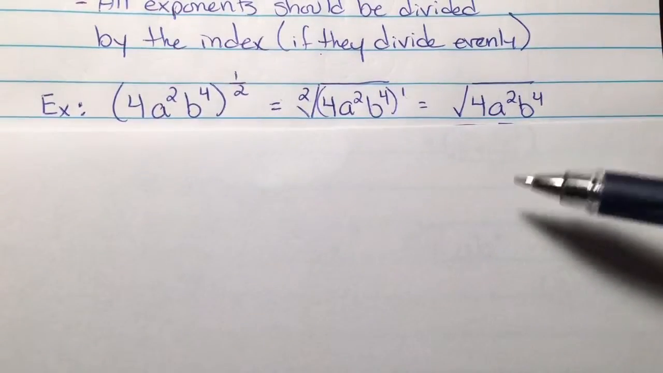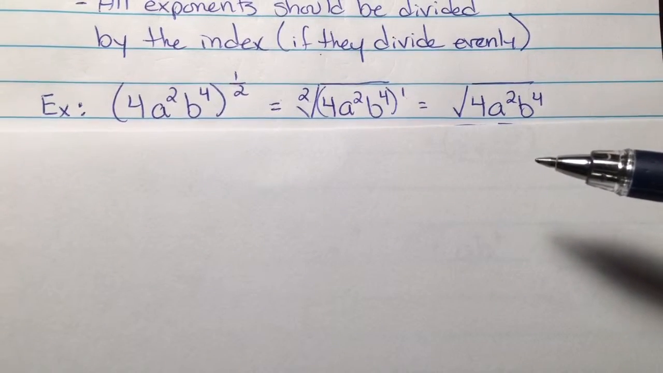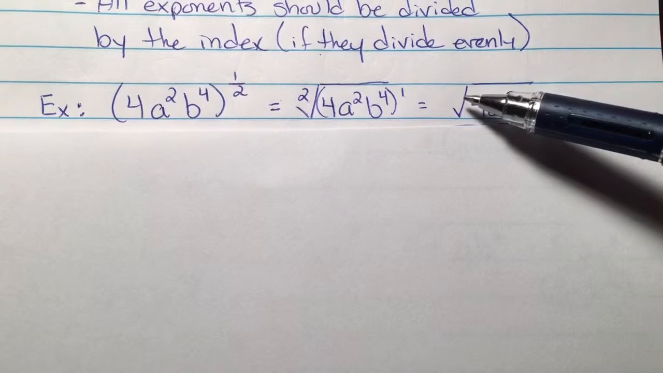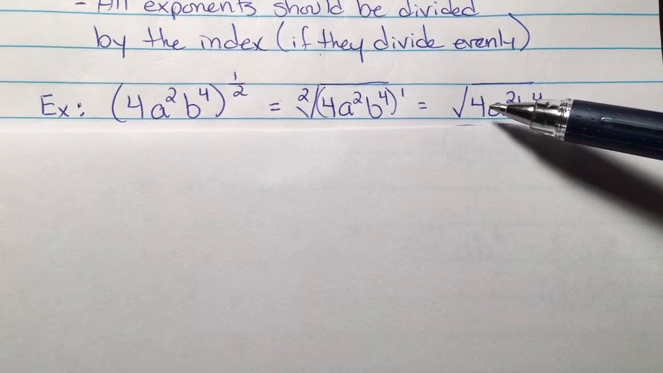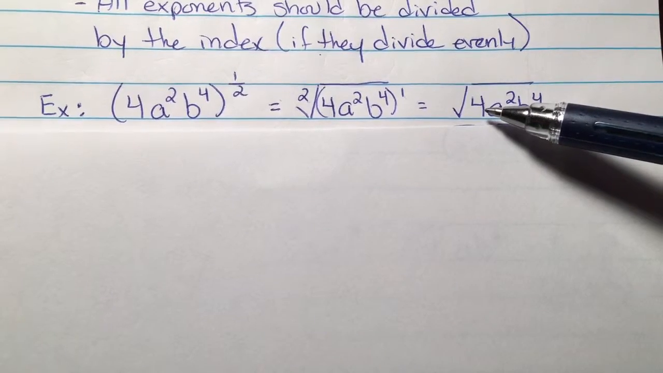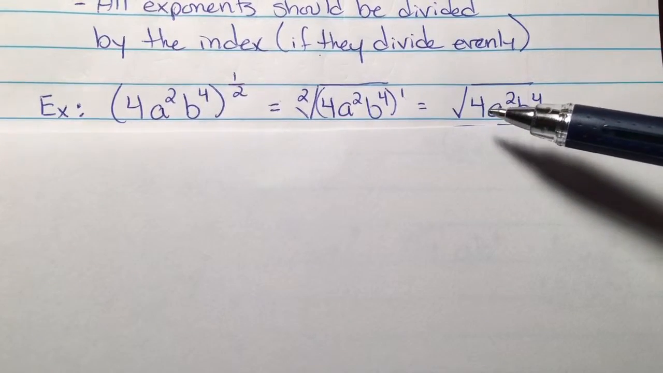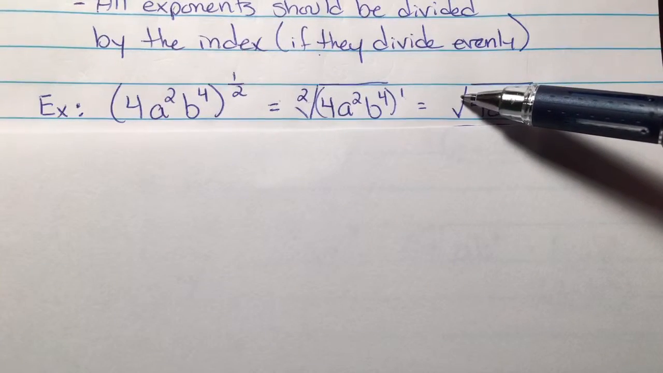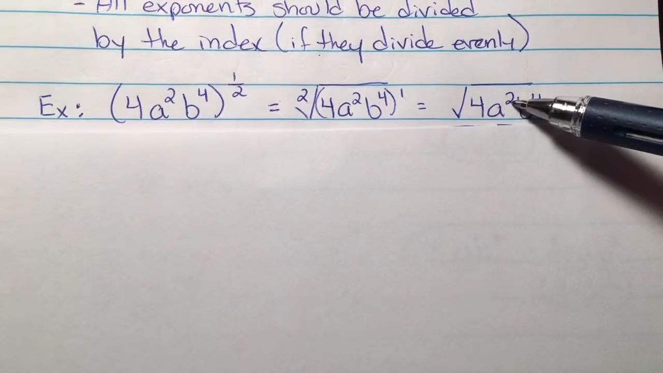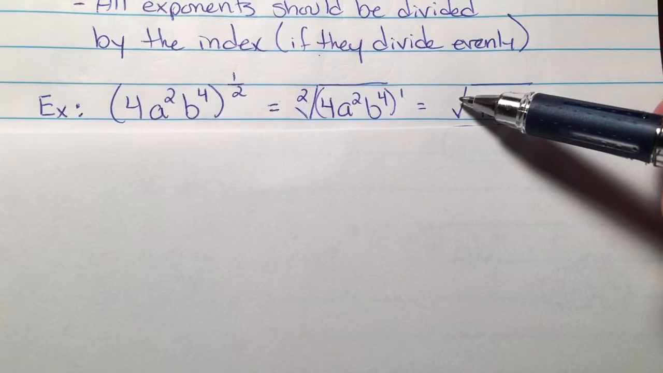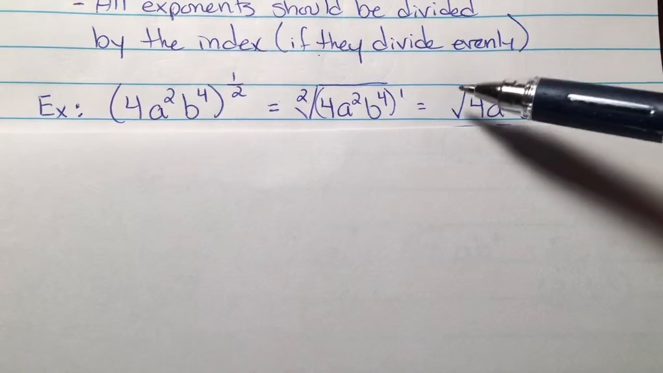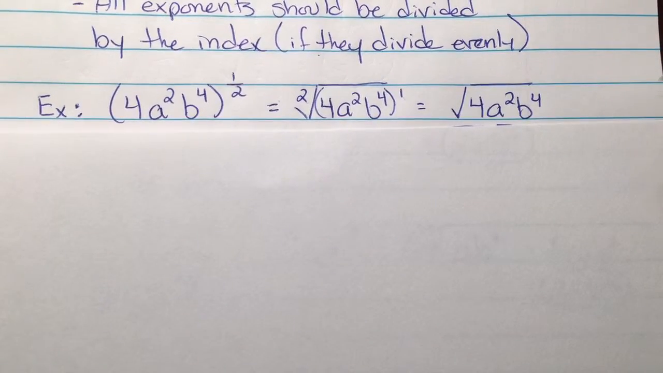Now I said your coefficient, make sure that you simplify the coefficient if it's a perfect square, perfect cube. This is a square root because of the 2. Is 4 a perfect square? Yes, it is. The square root of 4 is 2. Then I also said divide your exponents with your index. Remember, the index was what? A 2. So here you have 2 divided by 2, which equals 1. 4 divided by 2, which equals 2.